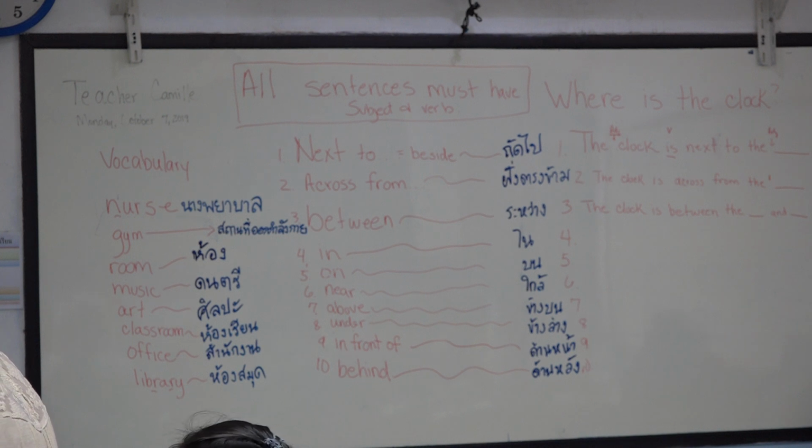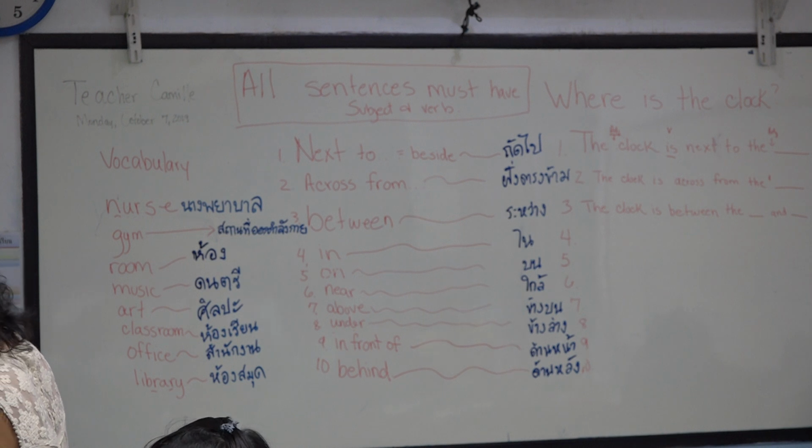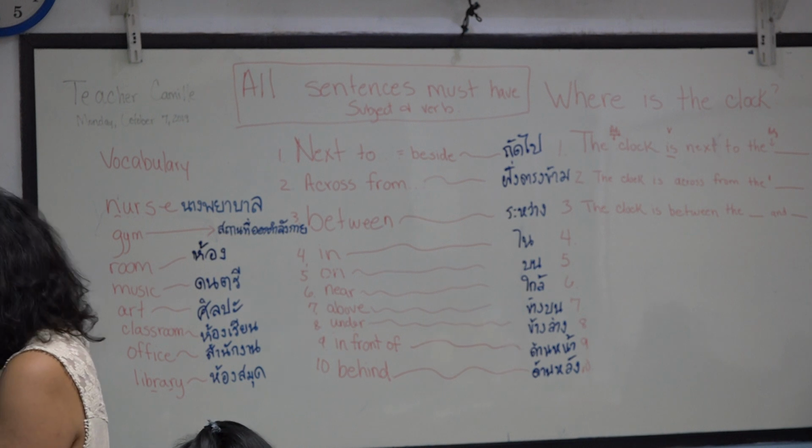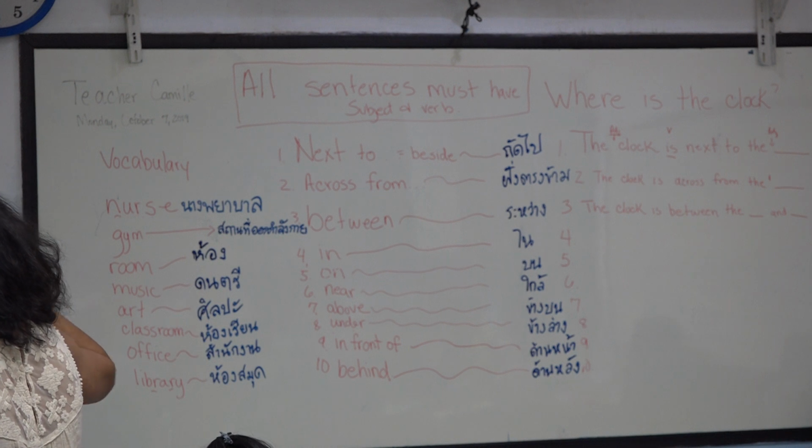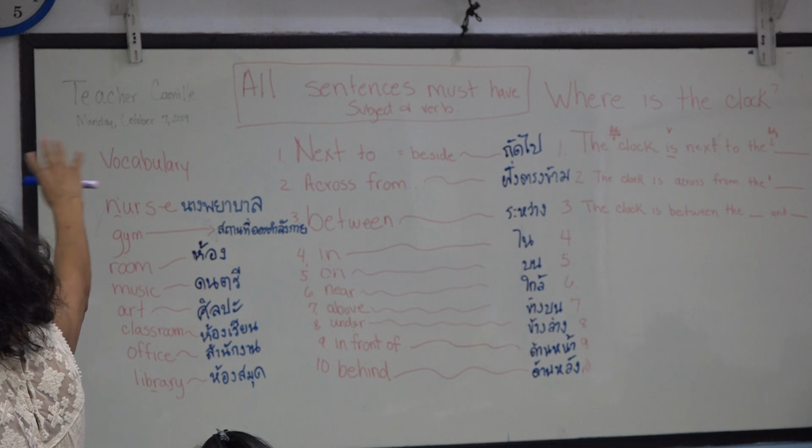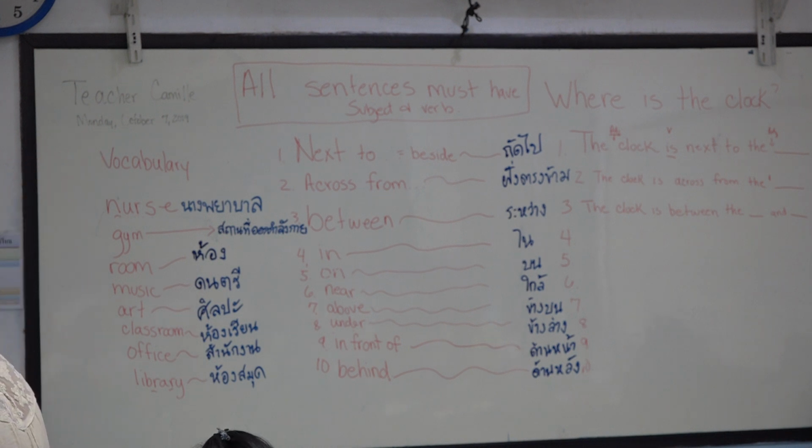The new clock is in the classroom? Yes. The number clock is on the whiteboard. No, it's not on the whiteboard. It's on the wall. On the wall. Right? Writing is on the board, but it's not really on the whiteboard.